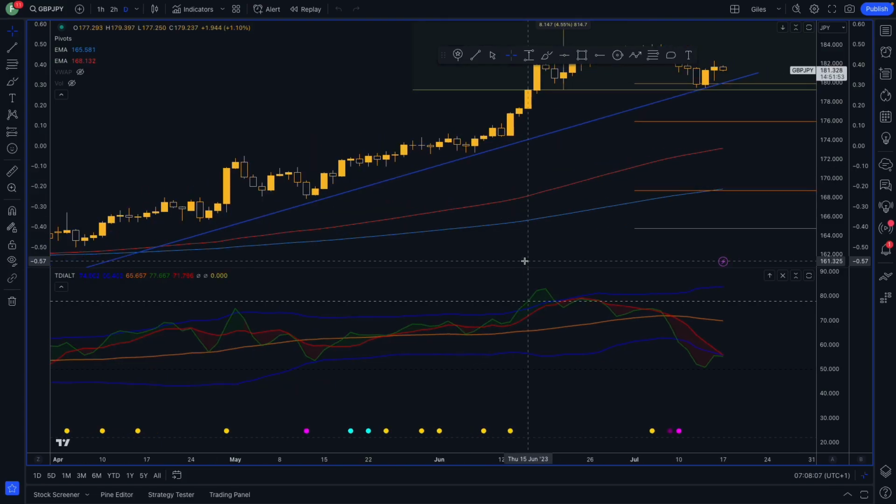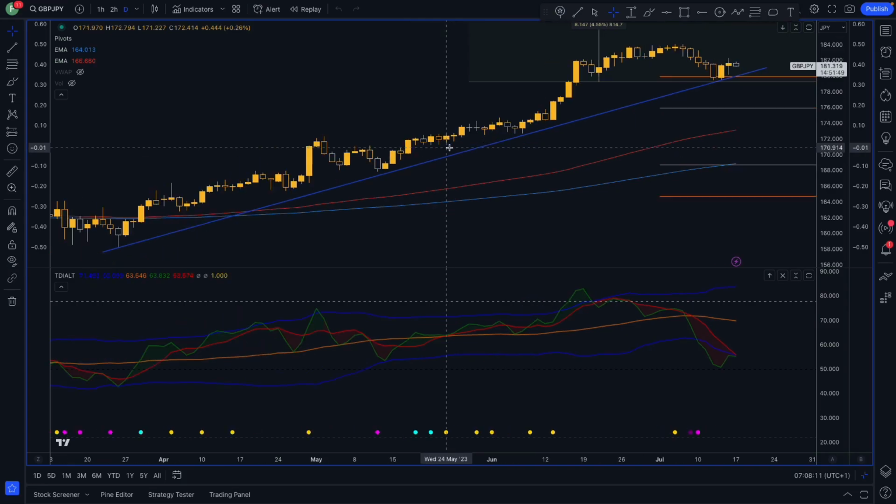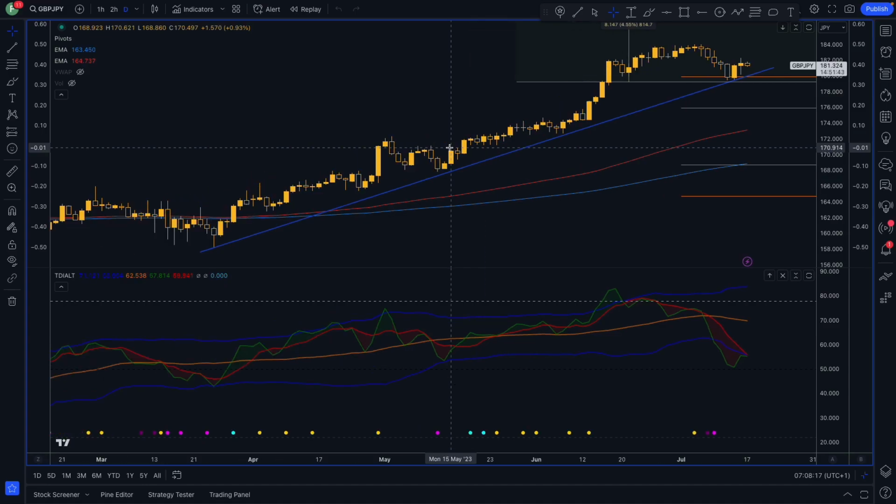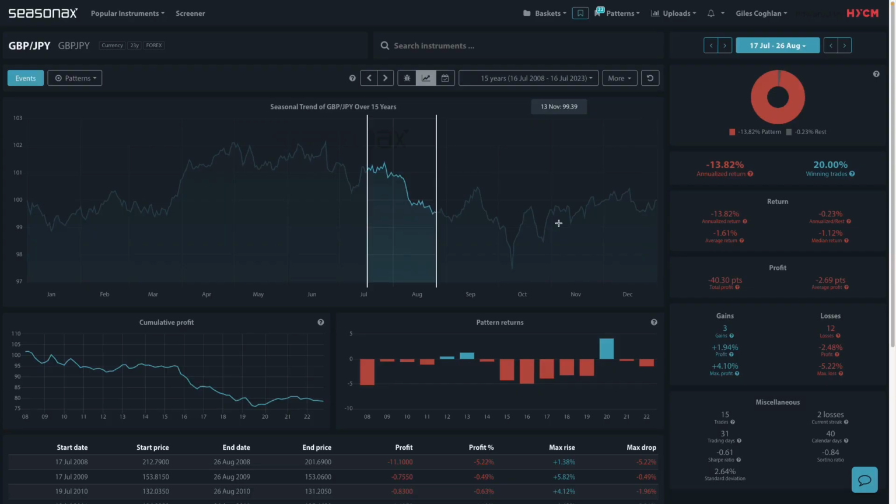Now, the pound yen in particular looks vulnerable to falls, particularly if the UK inflation level starts to fall, and that will mean the Bank of England has to do less in terms of interest rate hikes, and so that could see some of the recent pound strength unwind. Also note the seasonal pound yen bias to the downside.